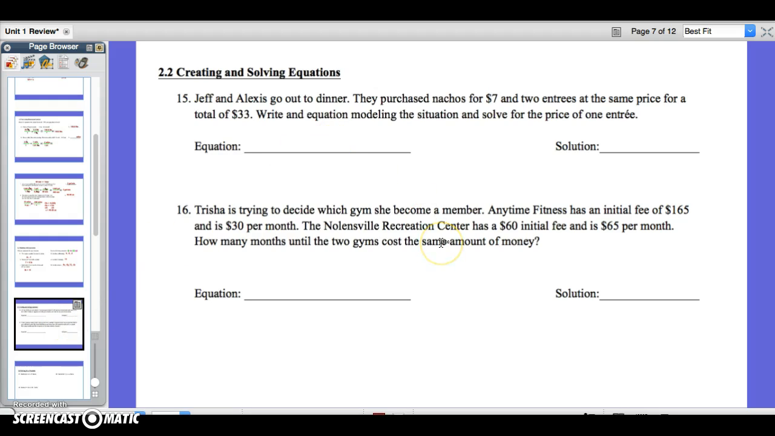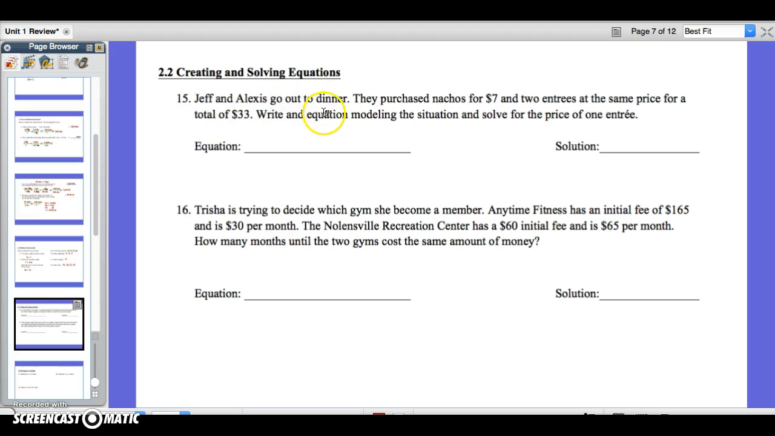Okay, 2.2, creating and solving equations. I'm going to read this question several times. We're going to write an equation, and then we're going to also solve. Number 15, Jeff and Alexis go out to dinner. They purchase nachos for $7 and 2 entrees at the same price for a total of $33. Write an equation modeling the situation and solve for the price of 1 entree.